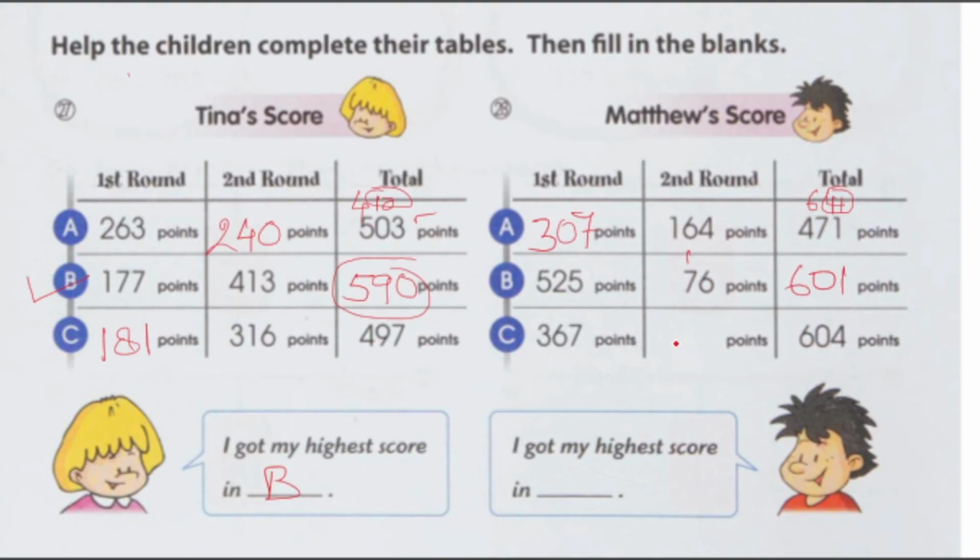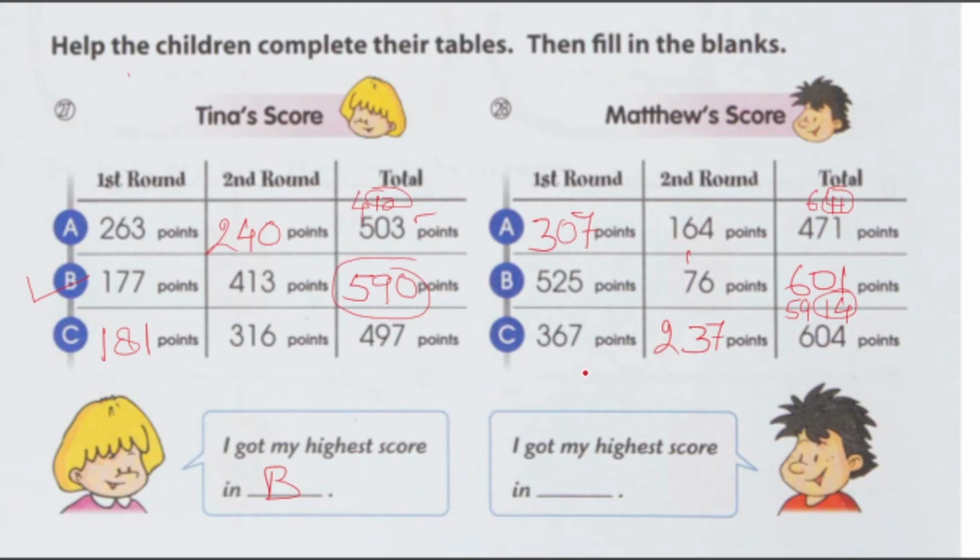Now to find this number, we have to subtract 367 from 604. So we can't subtract 7 from 4, so borrow one number. So it will become 14 and it will reduce to 9, 5. So 14 minus 7 is equal to 7, and 9 minus 6 is equal to 3. 5 minus 3 is equal to 2. So this is the other number.